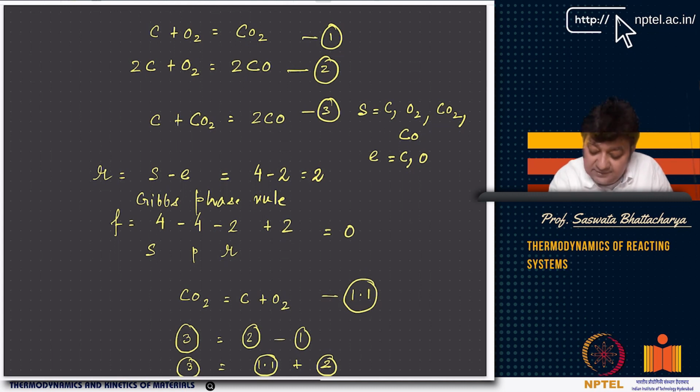So this is something that you can see. Because if you look at the CO2 reaction, reaction 3 can be written in terms of 2 minus 1, or 3 can be written in terms of reaction 1 reversed. I have just reversed the first reaction to write this as minus 1. So minus 1 plus 2 will give you 3, or 2 minus 1 will give you the third reaction, right?